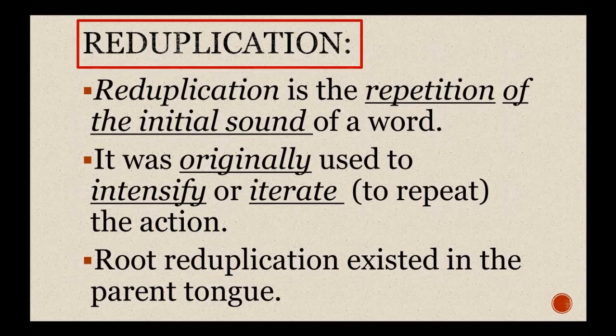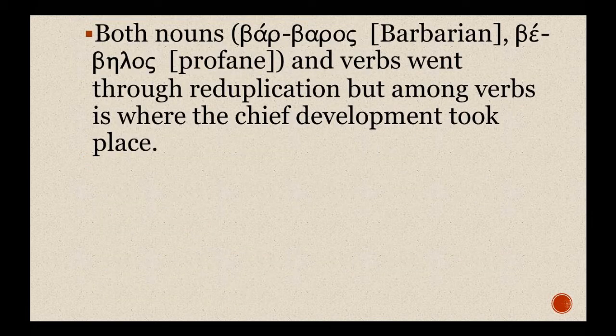So the root reduplication existed in the parent tongue. We can see it in the parent language before Greek, and it exists in other languages. We can see that in English. So we see the reality of it. Both nouns and verbs went through reduplication, but among verbs is where the chief development took place, and then it was led to use in regards to the perfect.